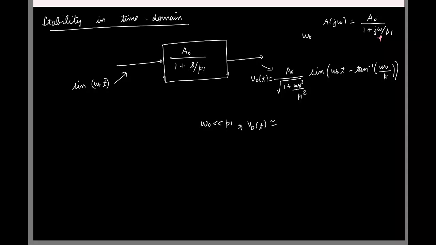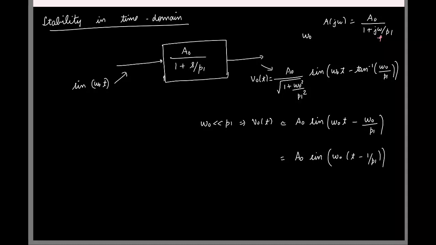So can you approximate this under this condition? The magnitude is approximately A naught, right? Omega naught is much smaller than P1. And then what about the phase? I have tan inverse of a very small quantity. So for small values of x, what is tan inverse of x? X, okay. So this in turn I can simplify it as sine of omega naught times t minus 1 by p1. Okay.